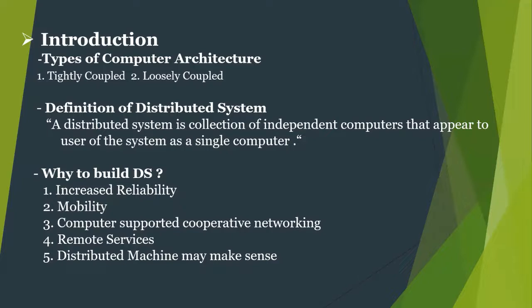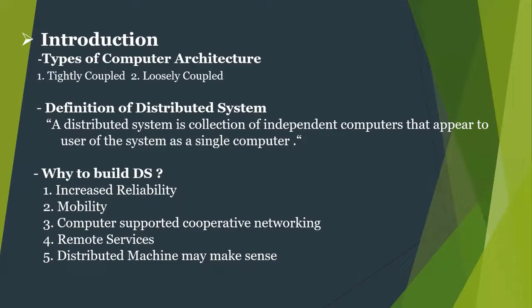One definition is: a distributed system is a collection of independent computers that appears to the user of the system as a single computer. Another definition: a distributed system is a collection of autonomous computers linked by a computer network that appear to the user of the system as a single computer. Or again, another definition: a distributed system is one in which hardware or software components located at networked computers communicate and coordinate their actions only by message passing. So there are different definitions of the distributed system.